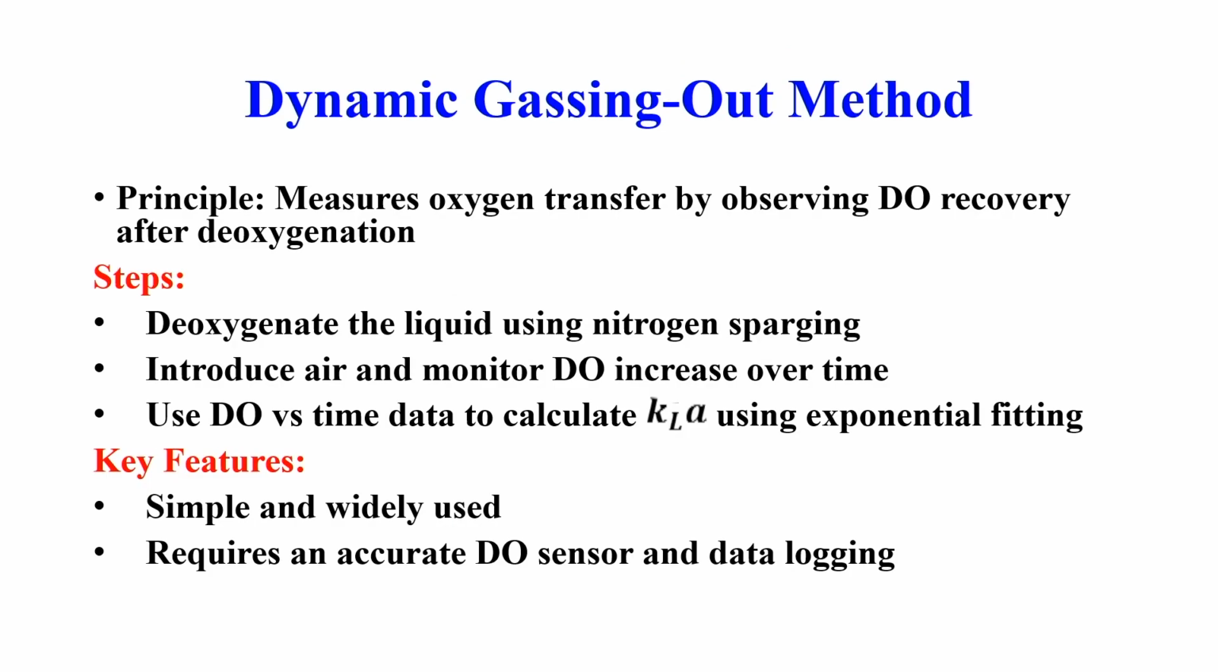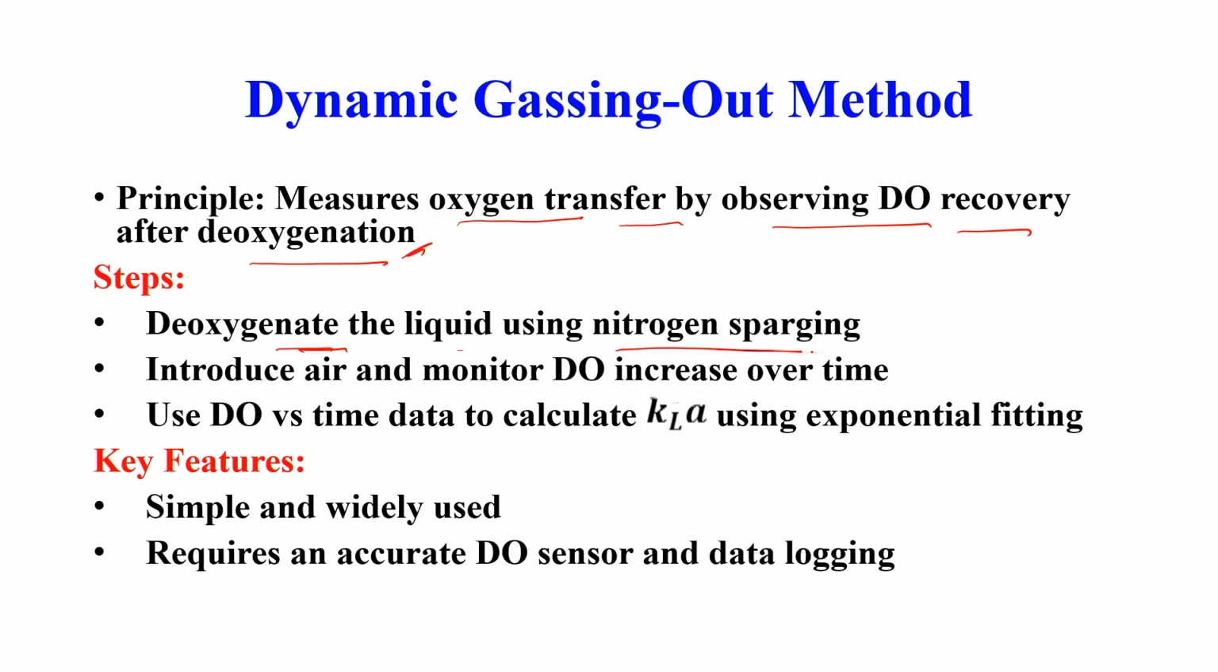Now, the next method is the dynamic gassing out method. In this method we measure the oxygen transfer by observing dissolved oxygen recovery after deoxygenation. Now, there are different techniques to do deoxygenation. One option is you purge nitrogen gas. The other option is, if there is live biomass, you stop the aeration and automatically the oxygen level will go down.